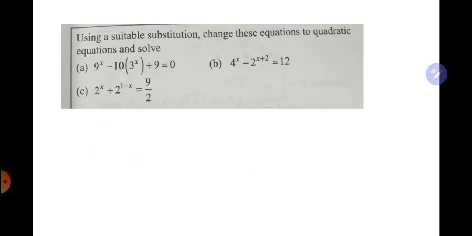Alright, so let's look at another example. Using a suitable substitution, change these equations to quadratic equation and solve.